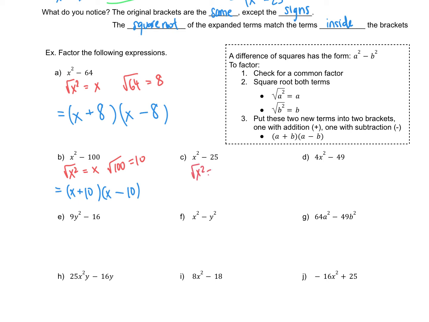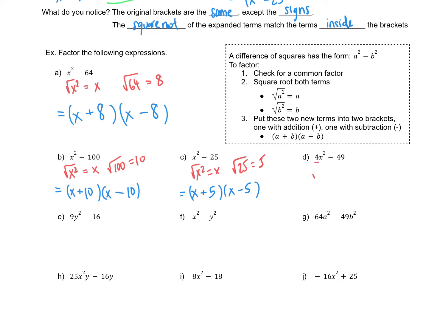So the square root of x squared is still x. The square root of 25 is 5 because 5 times 5 is 25. So your factored form, each will start with x, each will end with 5, one will be addition, one will be subtraction. So you're just taking those square root answers and putting them into brackets, one with addition, one with subtraction. Now in the next one, all I've done is I've added a coefficient in front of x squared.